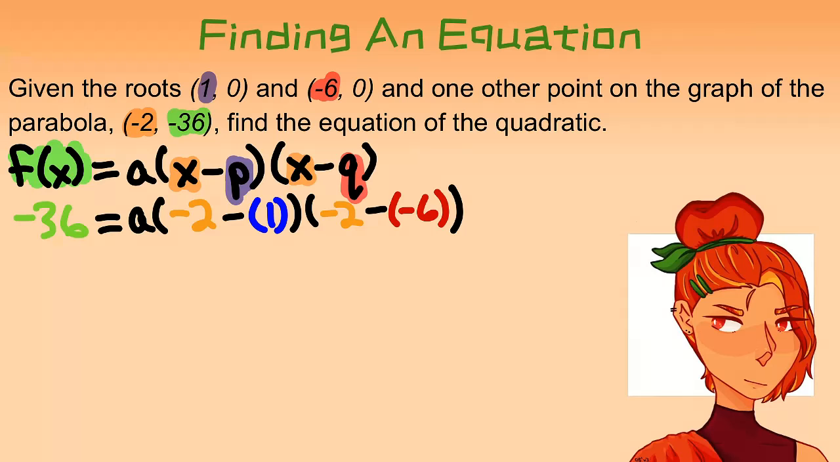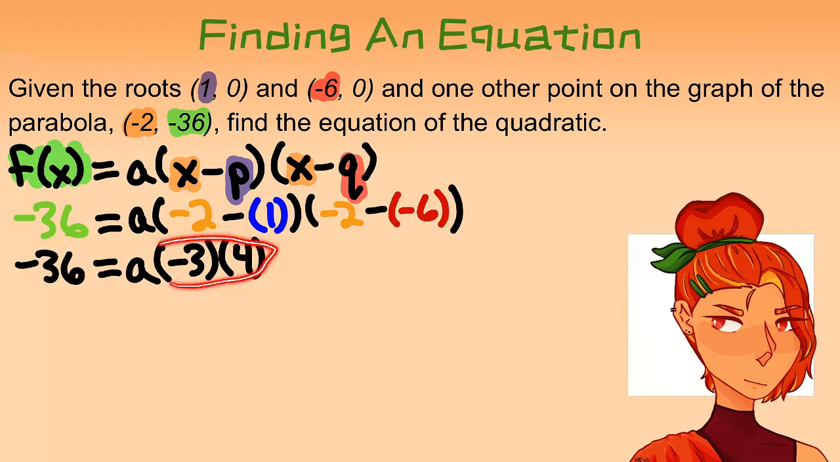All right. So we have -36 is equal to a times the quantity -2 minus 1, that's -3, times -2 plus 6, which is +4. We can see that this is -12 times a. So I'm going to divide by -12, and I get 3 is equal to a.